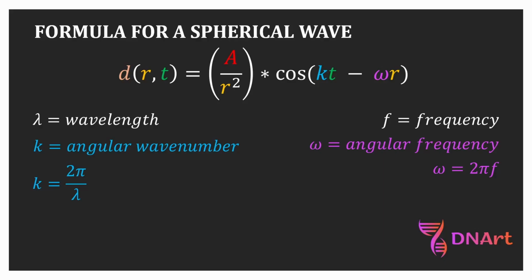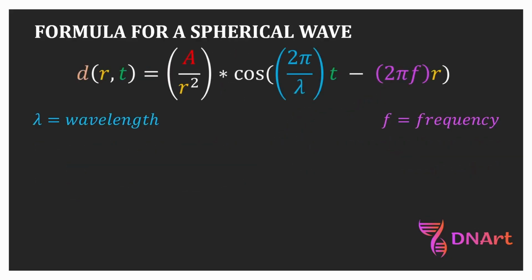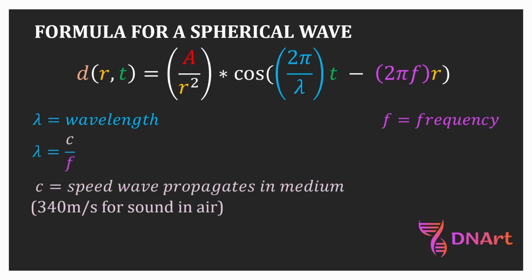The angular wave number is equal to 2 pi over lambda. So we can relate the angular wave number back to the wavelength. The angular frequency is 2 pi times the frequency. If we sub that into our equation, now we have it in terms of wavelength and frequency. But we can actually do a little bit more here because we can get wavelength in terms of frequency. So instead of using the wavelength that we would feed in, we make it c over f, where c is the speed that the wave propagates in a medium.